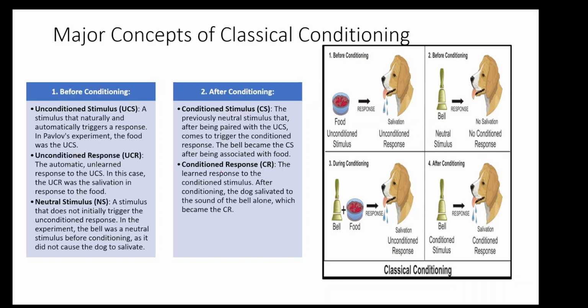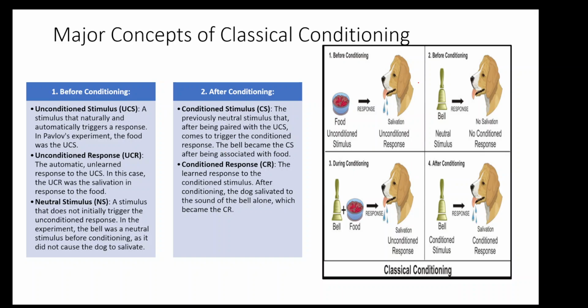Neutral stimulus, a stimulus that does not initially trigger the unconditioned response. In the experiment, the bell was a neutral stimulus before the conditioning, as it did not cause the dog to salivate. After conditioning, conditioned stimulus, the previously neutral stimulus that, after being paired with the UCS, triggers the conditioned response. The bell became the conditioned stimulus after being associated with the food. Conditioned response, the learned response to the conditioned stimulus. After conditioning, the dog salivated at the sound of the bell, which became the conditioned response.